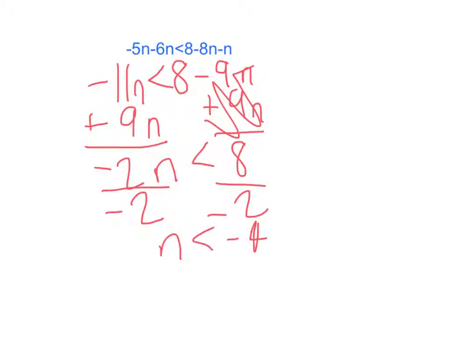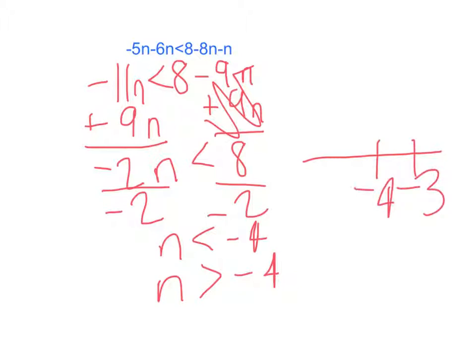But since you divided by a negative, you would switch the sign. So it's actually n is greater than negative 4. And on a graph, you put negative 4 here, negative 3 here, negative 5 here. And since it is only greater than, you would make it an open circle with the arrow pointing that way.